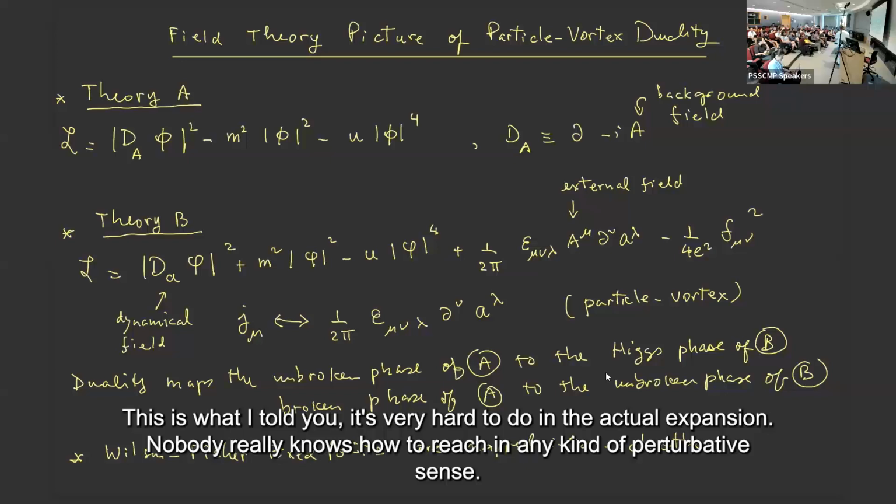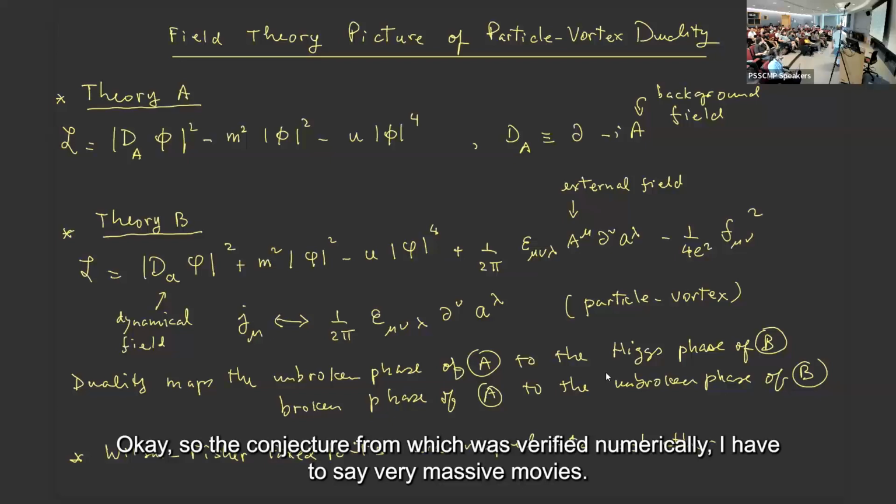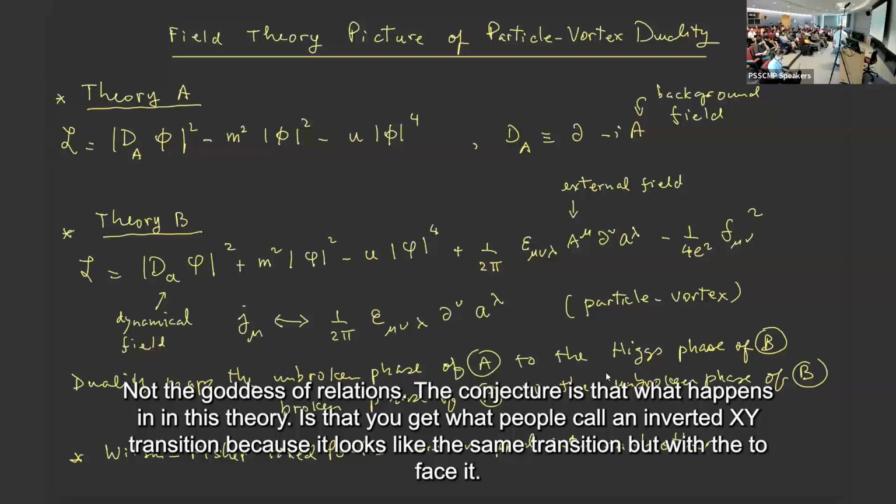Okay, so the conjecture, which was verified numerically, I have to say, by massive Monte Carlo simulations, is that what happens in this theory is that you get what people call an inverted XY transition, because it looks like the same transition but with the two phases flipped.